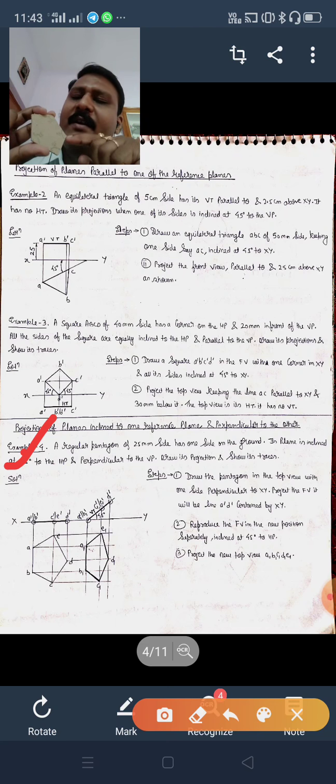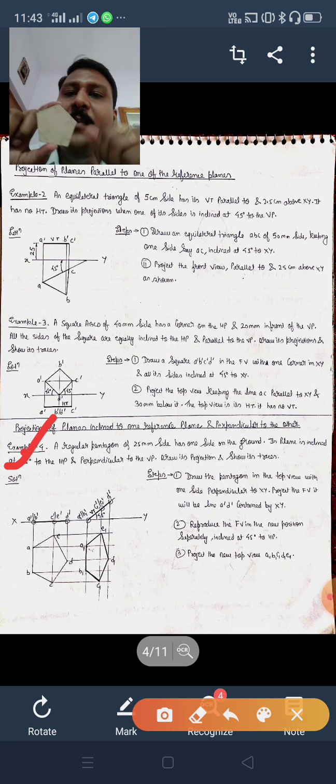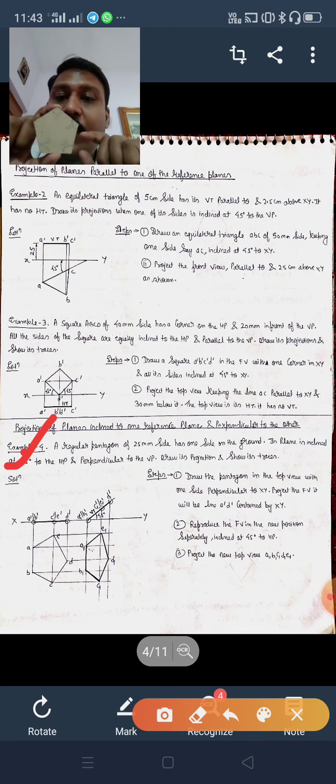Now from this end, cut an arc of 25 mm. From the other end, cut an arc of 25 mm. You will get this point. Likewise, you have to draw a pentagon. The angle is 72 degree, keep it in mind for the pentagon.